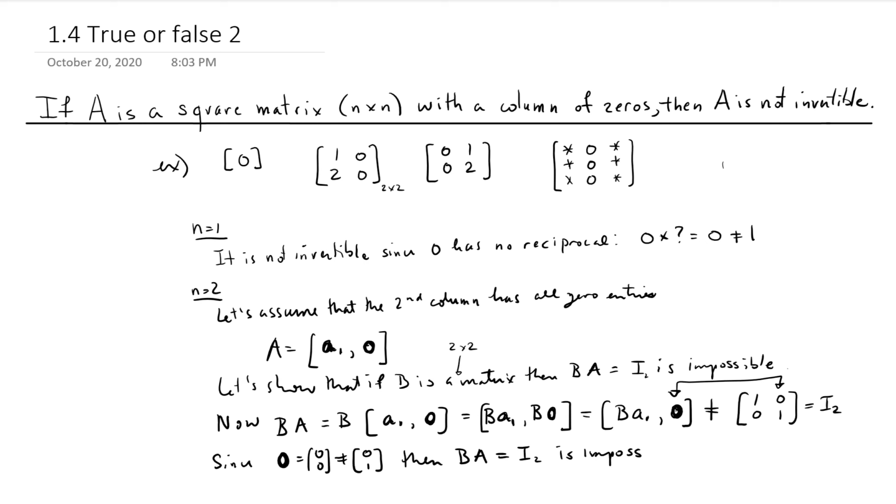So I write I2, but it's clear from the context that it's I2. You can write I2, or you can just leave I like that. Okay, it doesn't matter. I'm putting I2 just so that you can follow more easily. So therefore, A has no inverse.